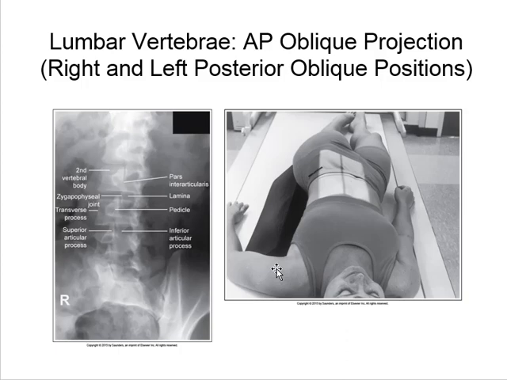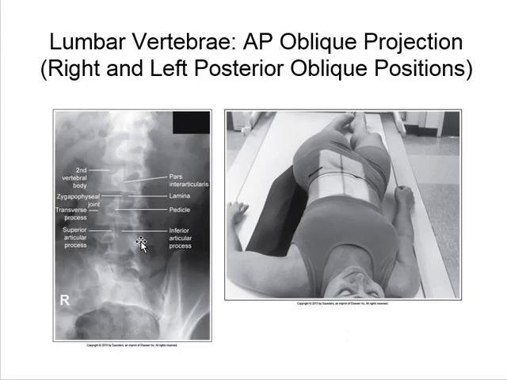So some of your textbooks will say if you're shooting for the upper portion of the L-spine, oblique the patient 45 degrees. If you're shooting for the lower portion of the L-spine, your obliquity is more like 30 degrees. So, be aware of what portion of the L-spine you're looking at and what your protocol is.